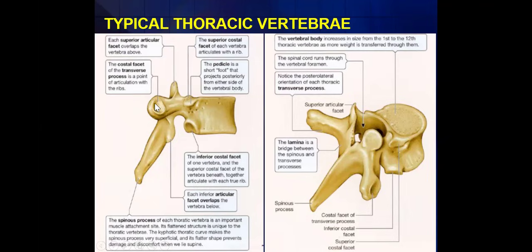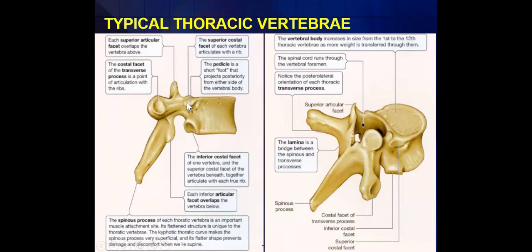Then this is known as the lamina. This is the costal facet of the transverse process, a point of articulation with the ribs. This is the superior articular facet, which overlaps the vertebra above. This small facet is actually the attachment for that rib.